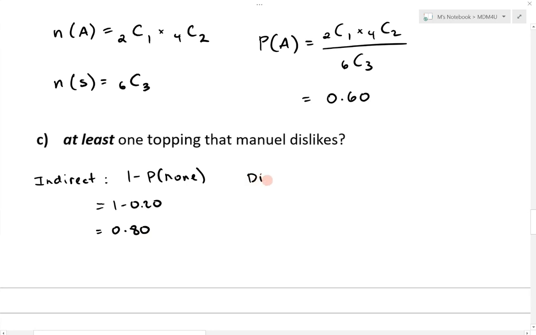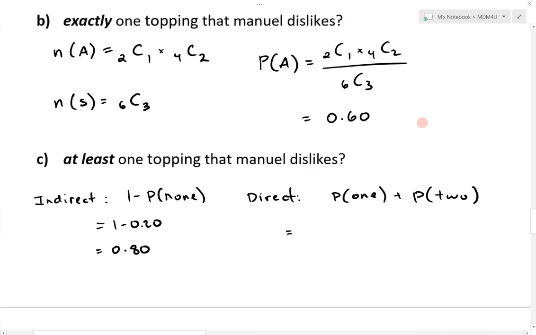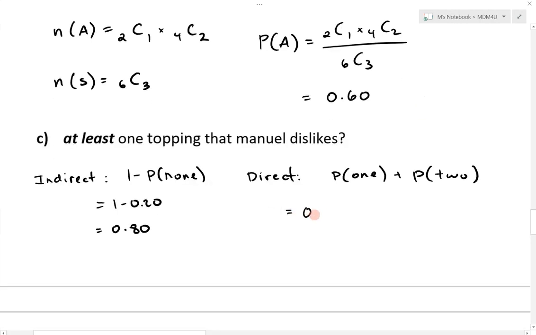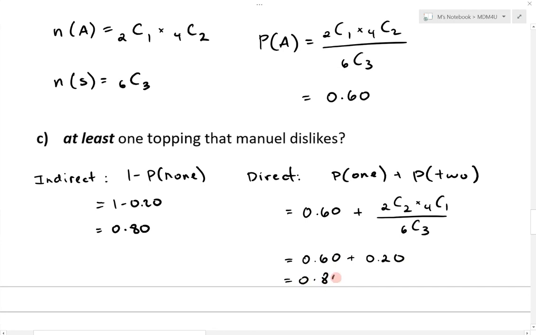If we did this using the direct method, we would simply calculate the probability that there is 1 that he dislikes plus the probability that there are 2 that he dislikes. And we already know from part B that there is a 60% chance he gets 1 that he does not like. And the probability that he gets 2 he doesn't like would simply be 2 choose 2 times 4 choose 1 divided by 6 choose 3. So 0.60 plus again 0.20, which is 80%.